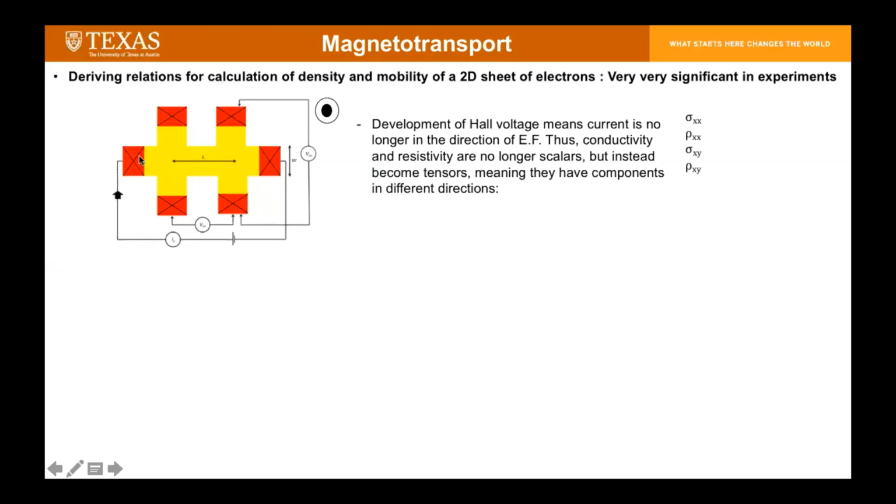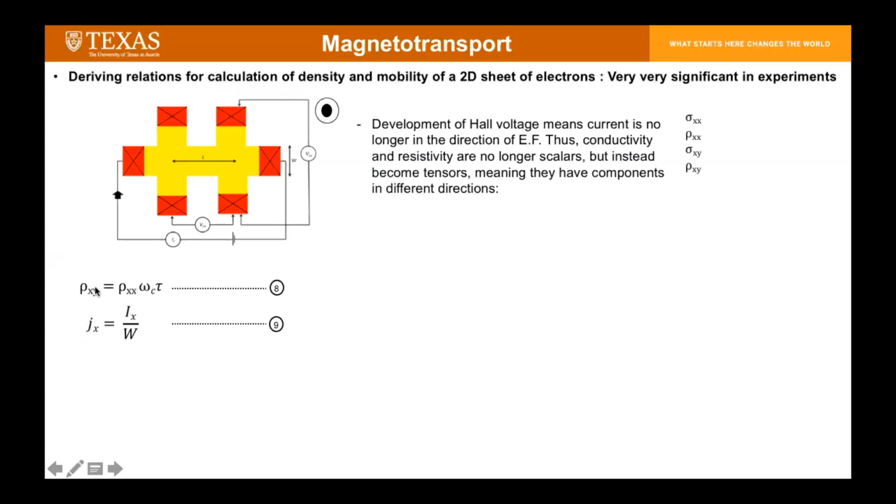And because of that, the conductivity and the resistivity are no longer scalars. They become tensors. You can think of tensors as just vectors, but with more than one direction. So the conductivity develops components in both the longitudinal direction as well as the transverse direction, and the same with the resistivity. So conductivity and resistivity become tensors, and we'll derive some relationships now. The transverse resistivity is related to the longitudinal resistivity using this expression, where omega c is the cyclotron frequency that I just talked about.